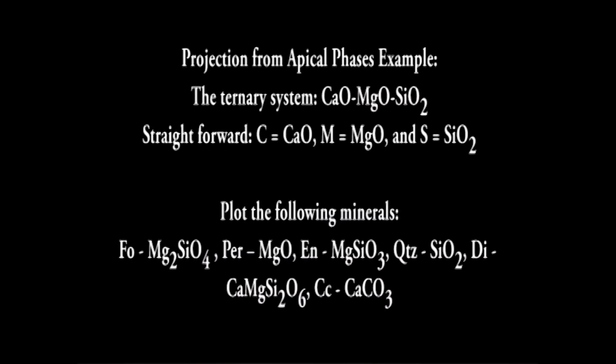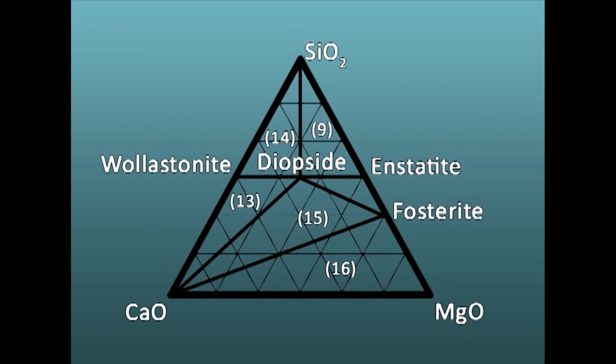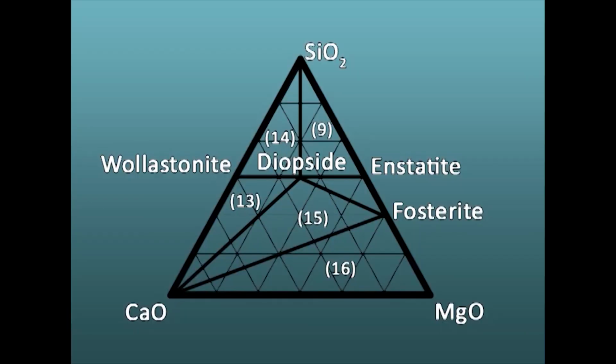Plot the following minerals. Fo, which denotes forsterite, the chemical formula is Mg2SiO4; periclase MgO; enstatite MgSiO3; quartz SiO2; diopside CaMgSi2O6; calcite CaCO3. If we plot these members on CaO, MgO and SiO2 diagrams, see the diagram on screen for the position of these minerals.